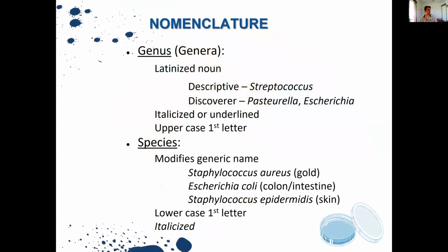Okay, so now moving on to how these names are given. How do you decide what the name of an organism is? Typically, that's decided by its discoverer. So if you look at something like Pasteurella, names can either be descriptive, so Streptococcus tells you exactly everything you need to know about the organism, or it can be named after the discoverer. So Pasteurella are very small, non-motile, non-spore-forming, gram-negative bacteria that are coccoid, oval, or rod-shaped.